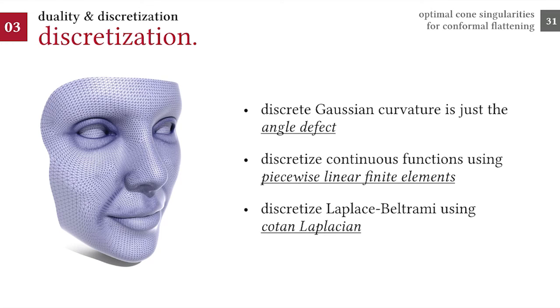So even though everything I've been talking about might seem a little bit complicated, when we actually want to implement this on a mesh, we just need to discretize a few things that we already do all the time. We discretize Gaussian curvature using the usual angle defect. We'll discretize continuous functions using piecewise linear finite elements. And as a result, we get a discretization of the Laplace-Beltrami operator as the usual cotan-Laplace matrix.